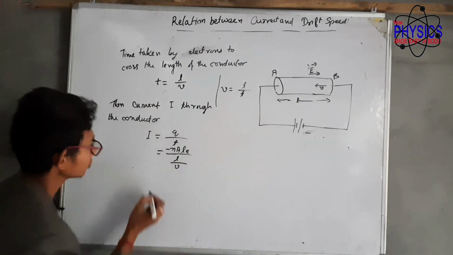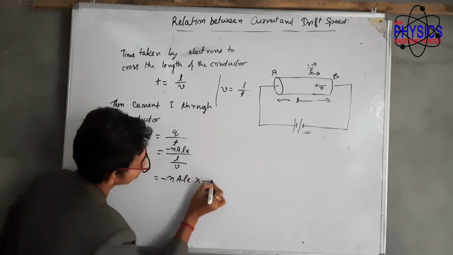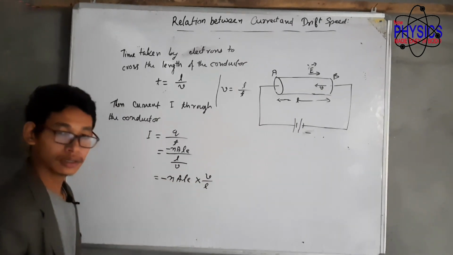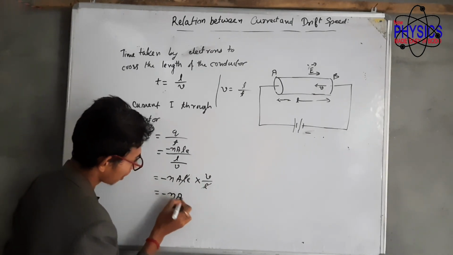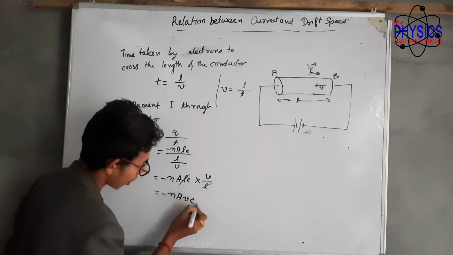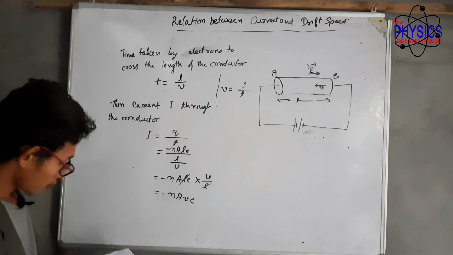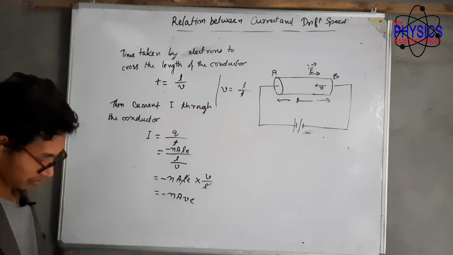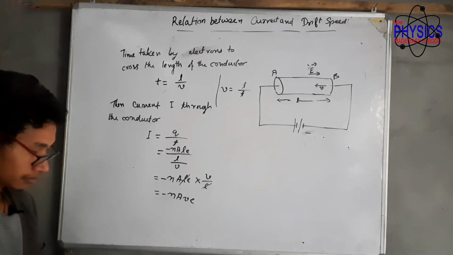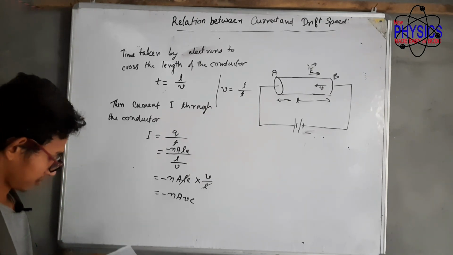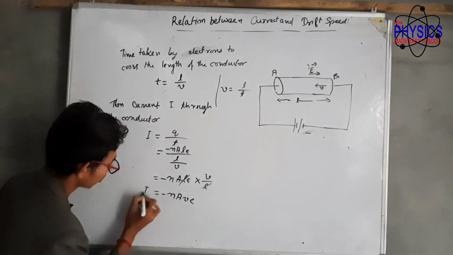Now minus N A L e into v by L. So L and L cancel out, remaining minus N A v e. So next, what should you do? Now this is your current I.